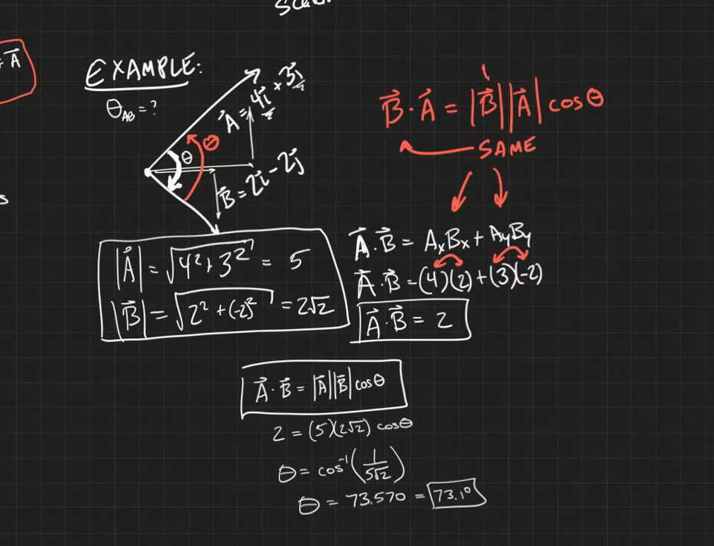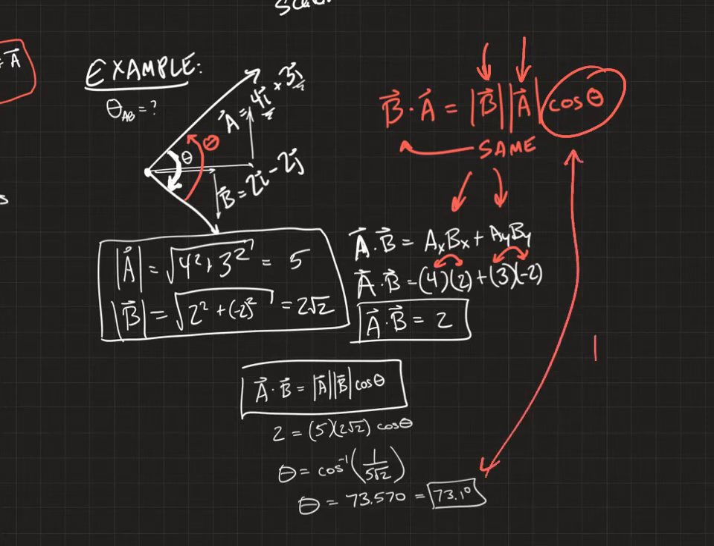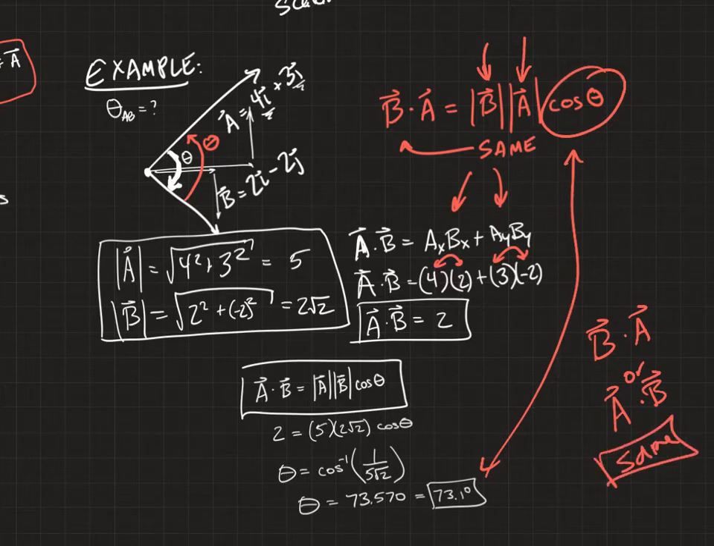The magnitude of B is the same no matter what. The magnitude of A is the same. So the angle would be the same no matter what. We would just end up with the exact same number, okay? So B dot A or A dot B, okay, same. Okay, and you can use it either way, okay? Okay, so that's how we do it.